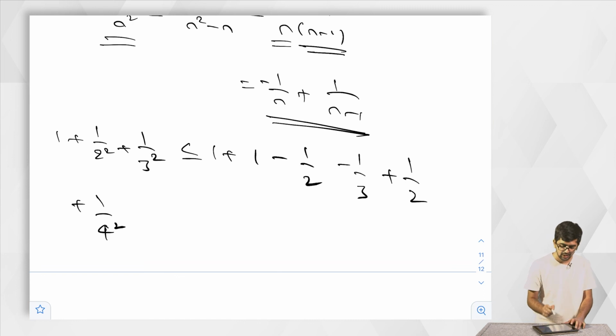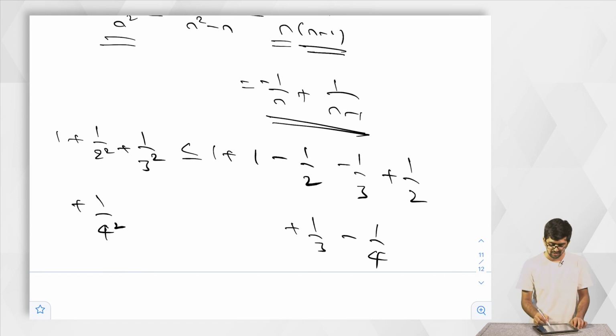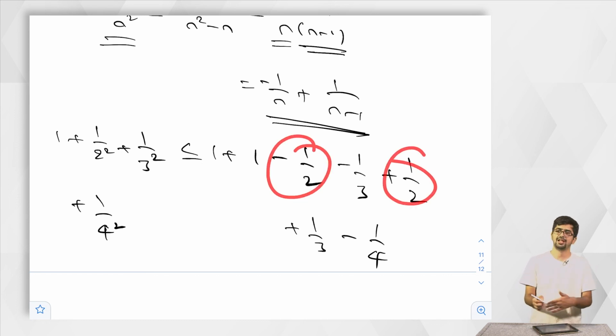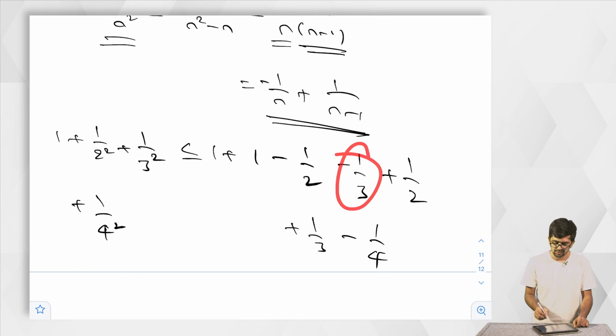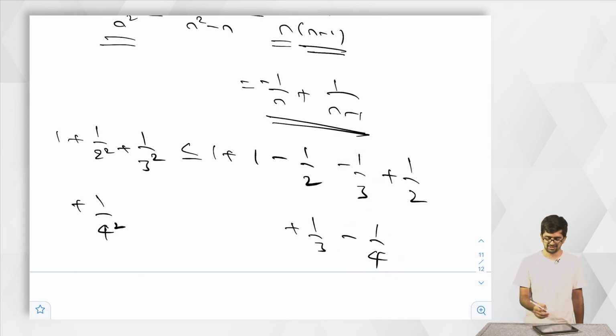For 4 square, what we have is 1 by 4 minus 1, which is 3. So 1 by 3 minus 1 by 4. Now at the fourth step, this is already gone in the last step itself. Now this is also gone. So at each step, whatever is coming in the previous step, that extra term is going.